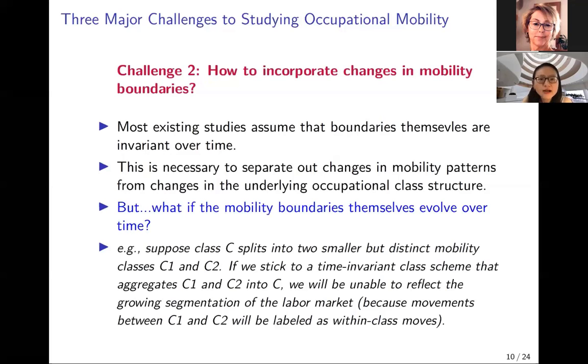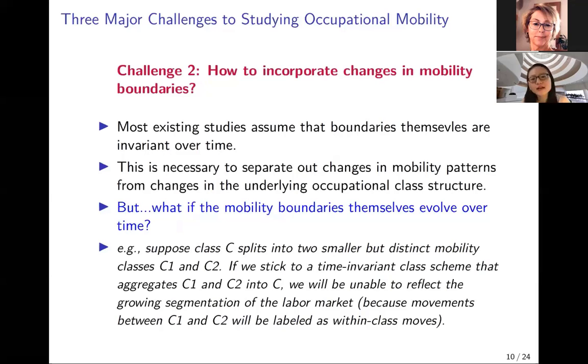So this is necessary. But in reality, we could also think of a lot of reasons where mobility boundaries themselves evolve over time. For example, suppose one class, a big class, over time splits into two separate occupational mobility classes. If we stick to a time invariant class scheme, so we always disregard the separation between C1 and C2, which are the two subclasses that C has split into, then we may be mislabeling a lot of this movement between C1 and C2 as within class moves. Or we might not be able to recognize the fact that within this aggregate class C, what appears to be a high volume of flows is actually flows within two quite separate subclusters.